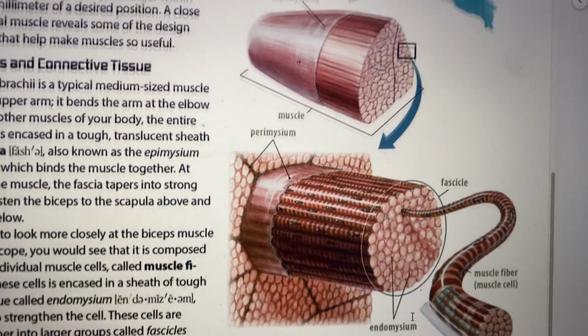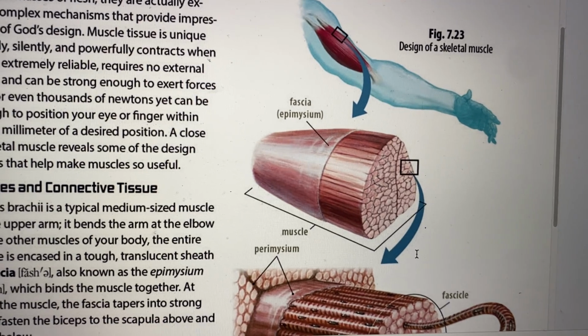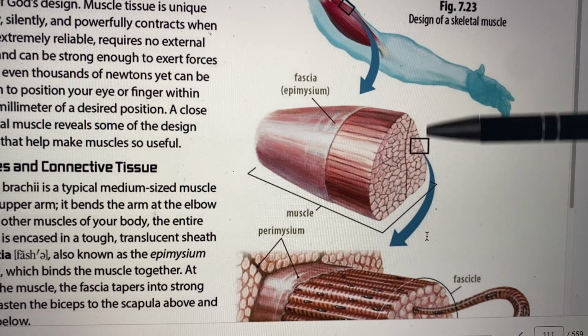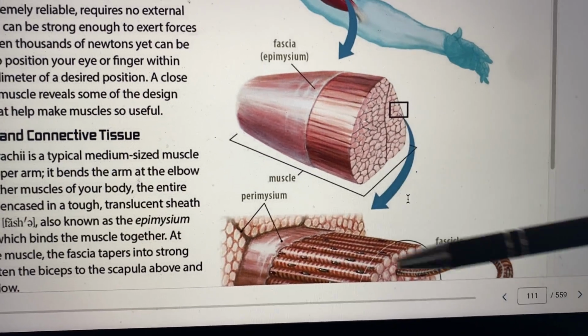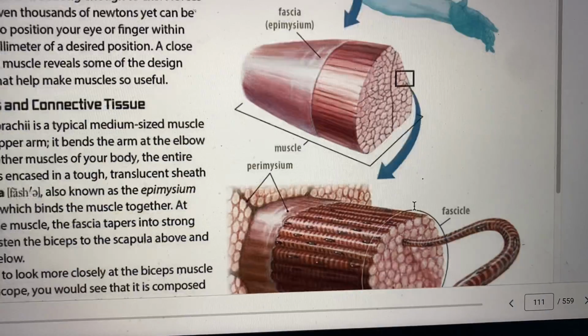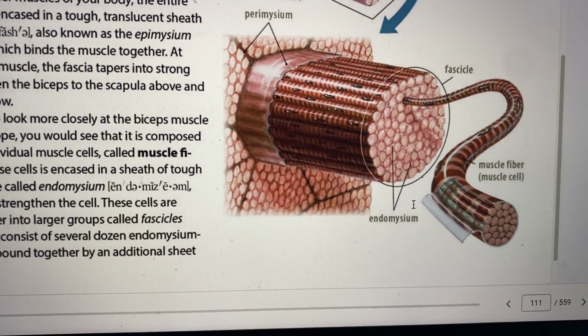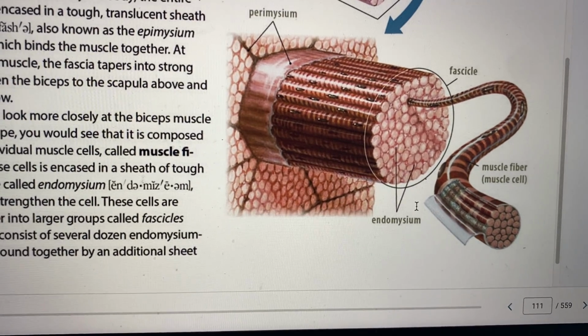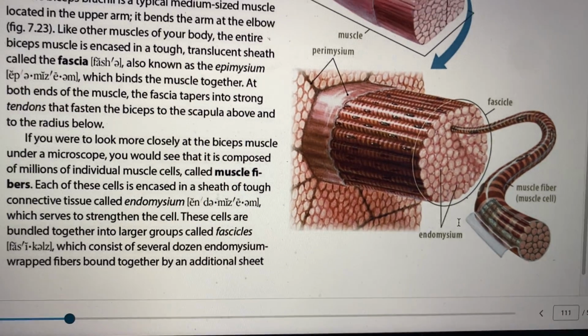So that's what it's talking about. It's talking about how we magnify down from this design of a skeletal muscle, down taking one little piece of this, down to these fascia, down to the fascicles there, and down to the basic muscle cells. So now let's talk about the structure of these muscle cells.